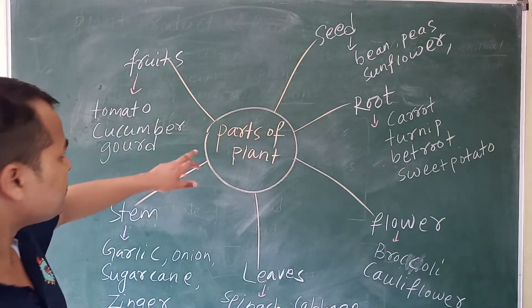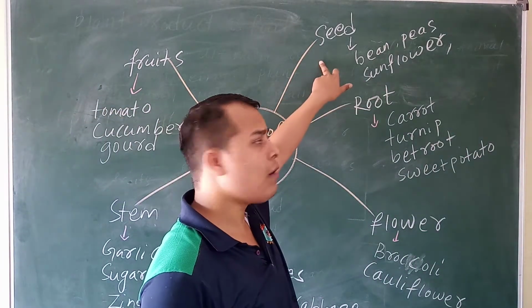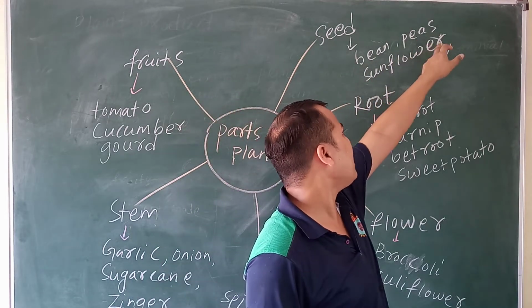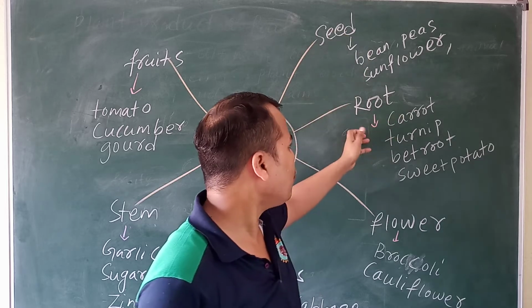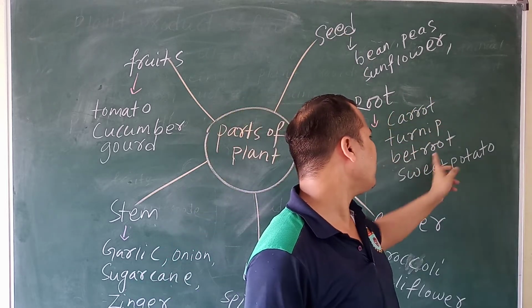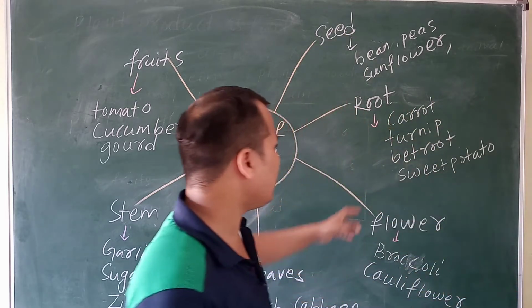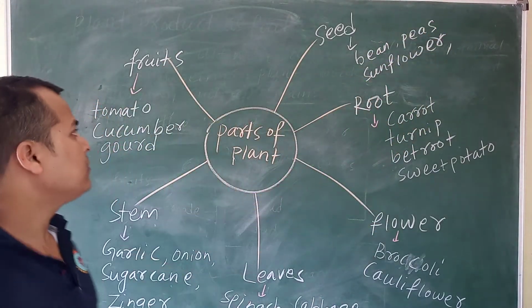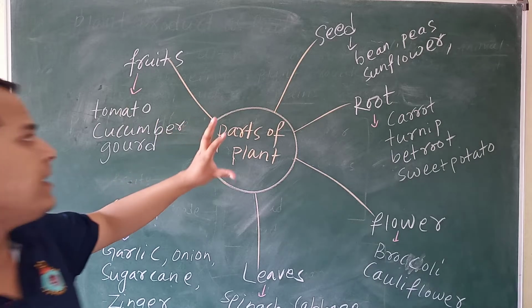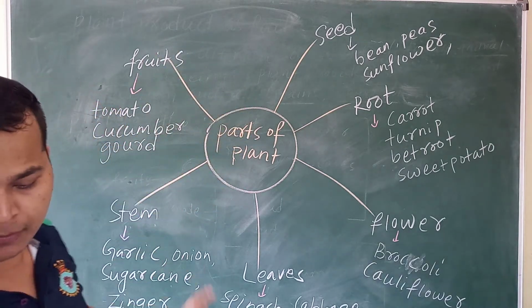Then seed: beans, peas and sunflower, these come under seed. Then root: carrot, turnip, beetroot and sweet potato, these come under root. Okay, so it is over. So you have an idea about this concept map.